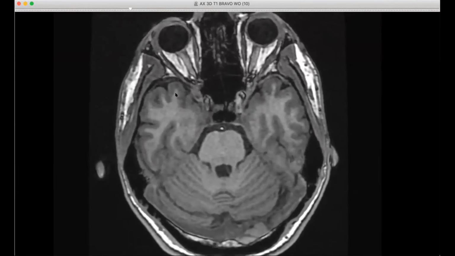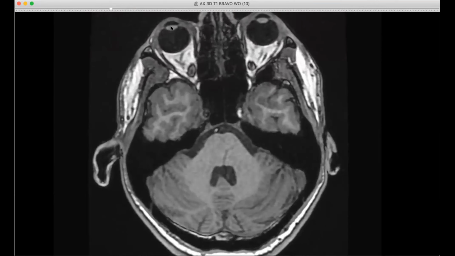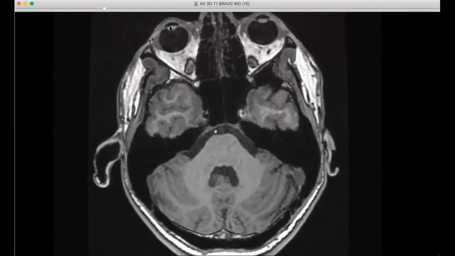You know, these are the eyes. The eyes inside, what they have? Water. Fluid, right? So fluid has a very long T1, and so the eyes are dark. Except, what is that? The lens. Yeah, the lens in your eye. And that's a little bit more solid, so it has actually a shorter T1, so then you can see it. Okay.